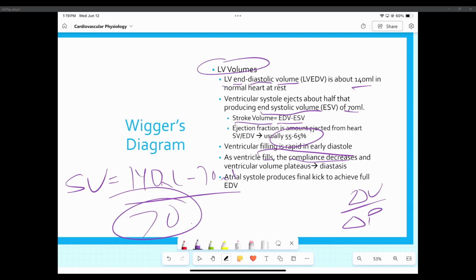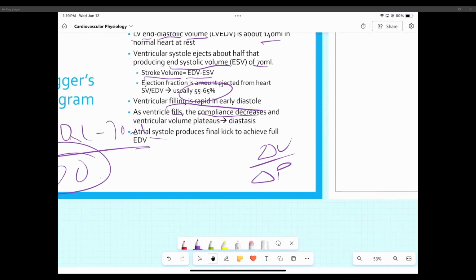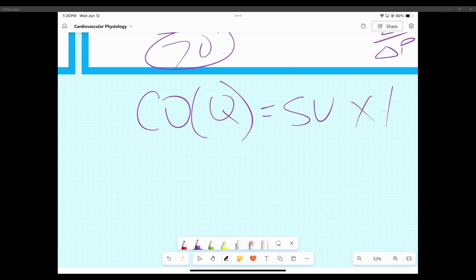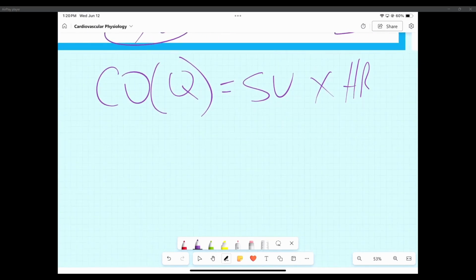Atrial systole, again, also will contribute to that end diastolic volume. So, formulas to start keeping in your mind. One, I'll put it down here. Cardiac output, or Q, equals stroke volume times your heart rate. Keep this in mind because as we go through this, remember, cardiac output, Q, is the main homeostatic variable that the cardiovascular system cares about. We need to maintain cardiac output.